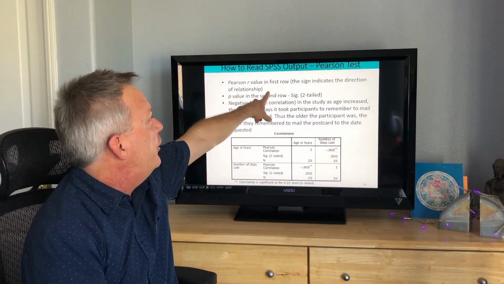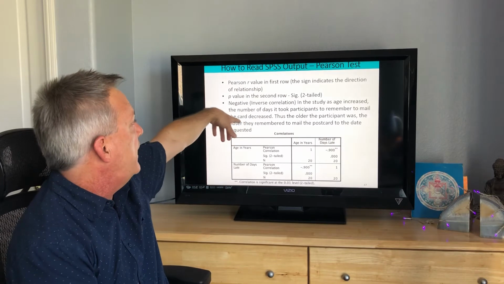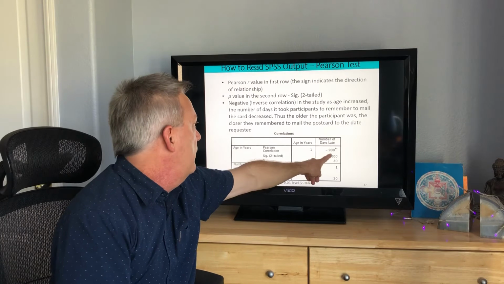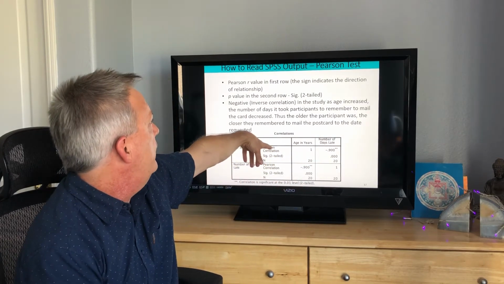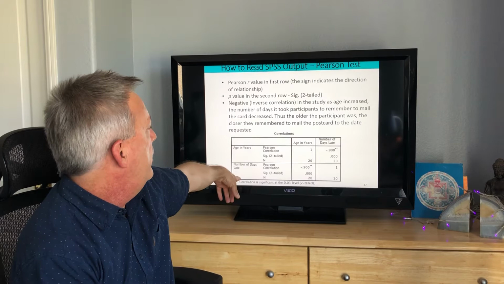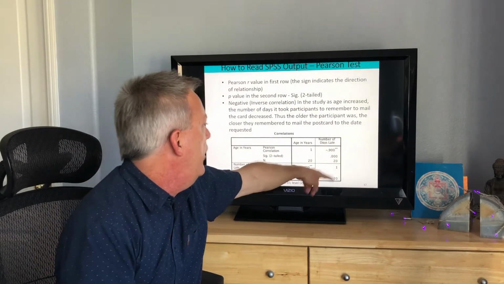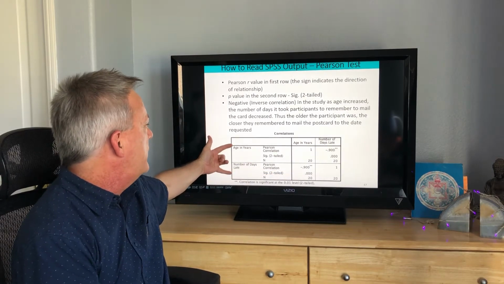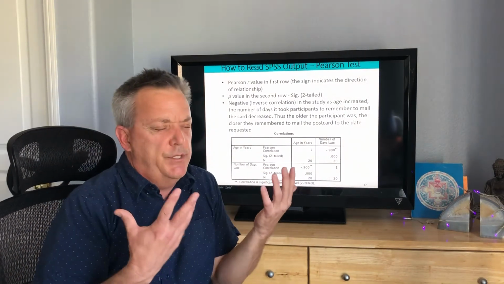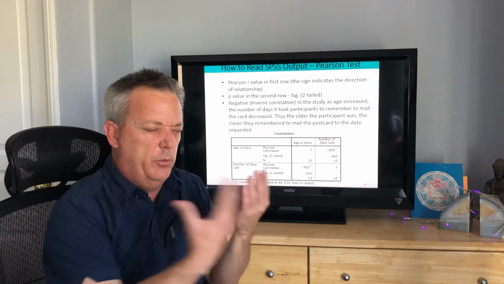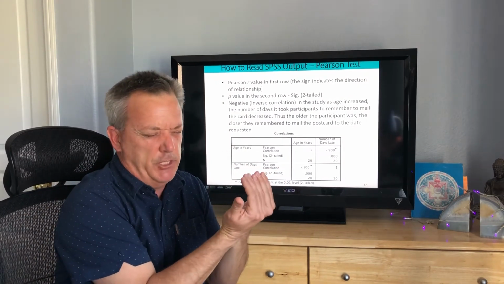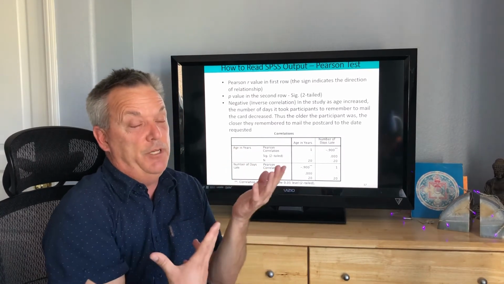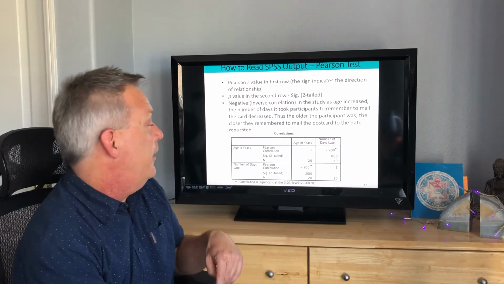The Pearson r value is in the first row, and the sign indicates, of course, the direction of the relationship. So you can see right here, for the number of days, it's negative 0.90. This was a study where they had, I think, how old you were and whether or not you'd return some card that they asked you to do in some experiment. And it seemed like it was the inverse, that the older you were, the more likely you were going to be respectful or follow the rules, right, and return it.